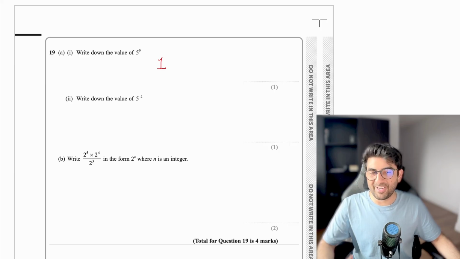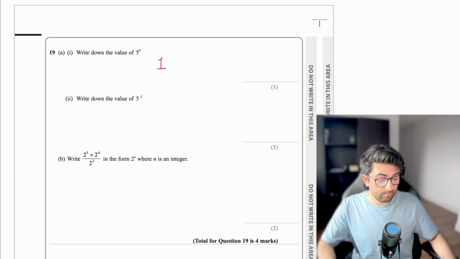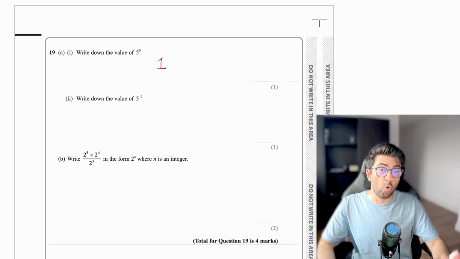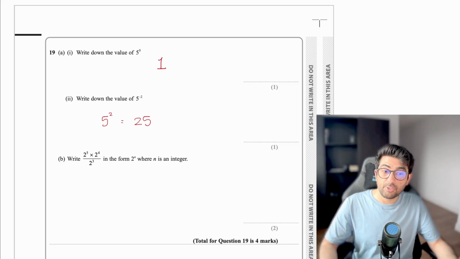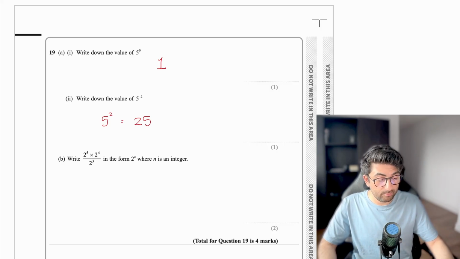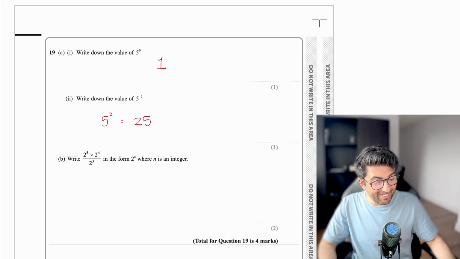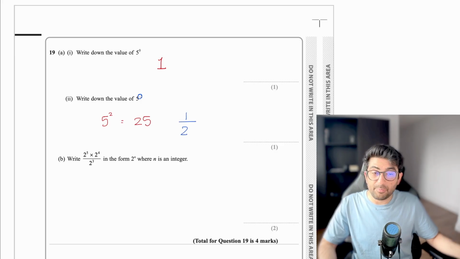Part 2. Write down the value of 5 to the negative 2. Okay, so negative 2 as a power is a bit weird. But the best way to do this is to ignore the negative, okay? Just do it like a normal 5 to the power of 2. Because we know 5 to the power of 2 is 25, okay? And then the negative just turns that into a fraction with 1 at the top. So the fact that we have a negative there means turn it into a fraction, but keep the bottom number the same as the number you just worked out.